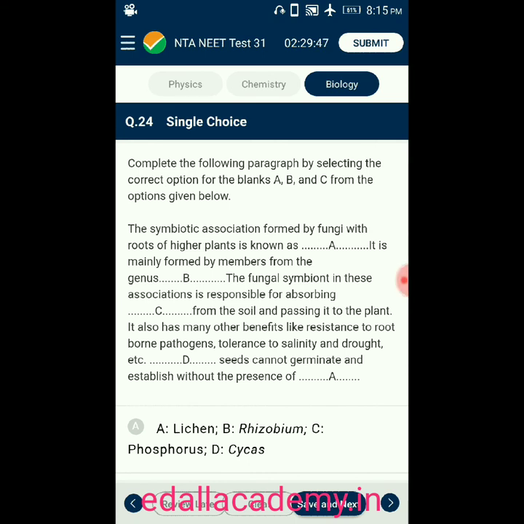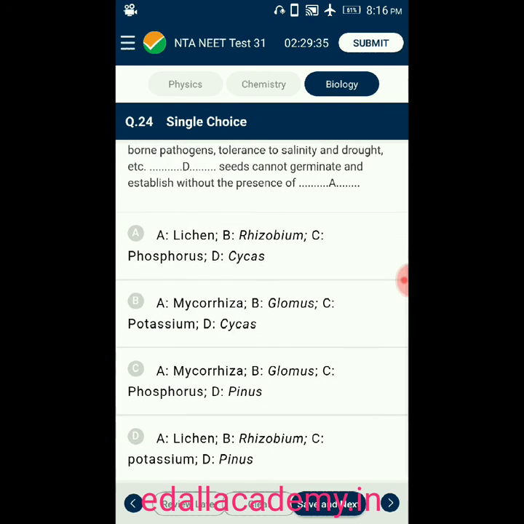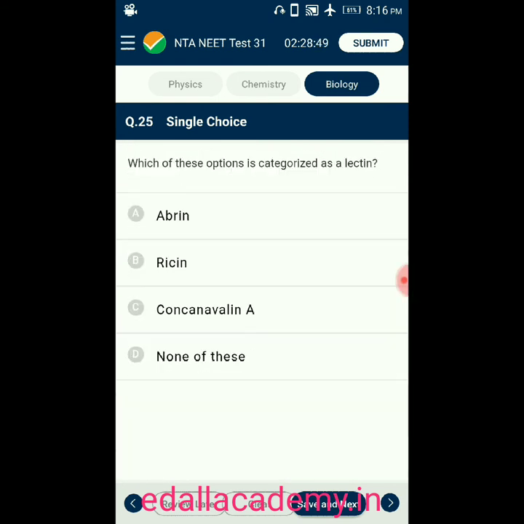Some plants have an obligate association with the mycorrhizae. For example, Pinus seeds cannot germinate and establish without the presence of mycorrhizae. So the answer for this question is option C. A represents mycorrhizae, B represents Glomus, C represents phosphorus, D represents Pinus. Question 25. Which of these options is categorized as a lectin?